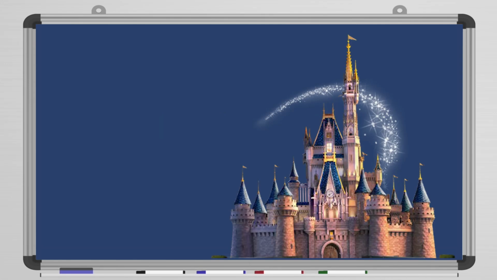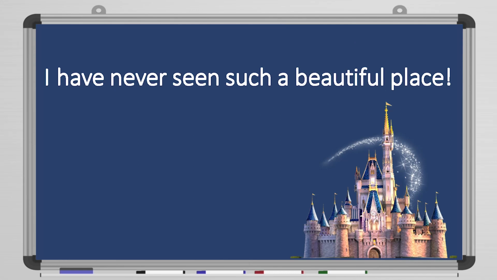Now, look at this picture. I'm going to start with something really nice by showing you a picture of a castle at Disneyland. What do you think of this place? Let me tell you, for me, I have never seen such a beautiful place. It's so pretty for me.